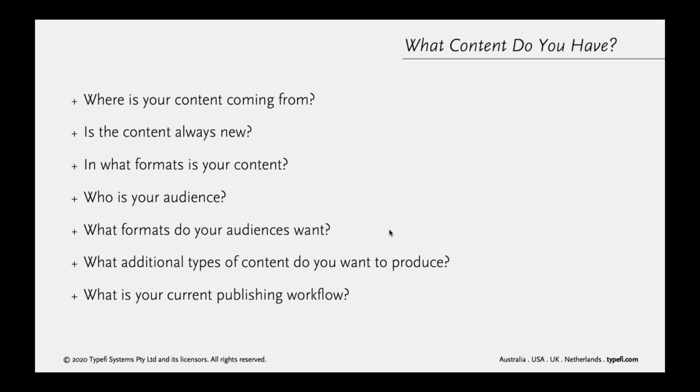What additional types of content do you want to produce? Would you like to add interactive features or videos if you were creating an electronic version of a publication, for example? What is your current workflow for publishing? That includes authoring, editing, reviewing, and the composition of your content. How does this current workflow manage outputting to multiple media? Does it add significant time to the process? How do you deal with changes to content after production?